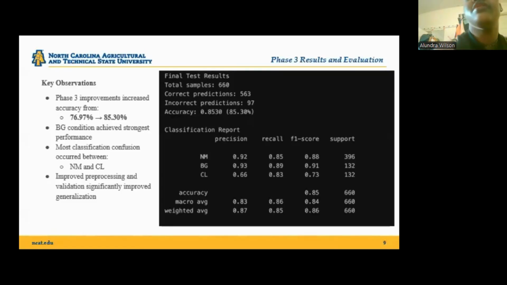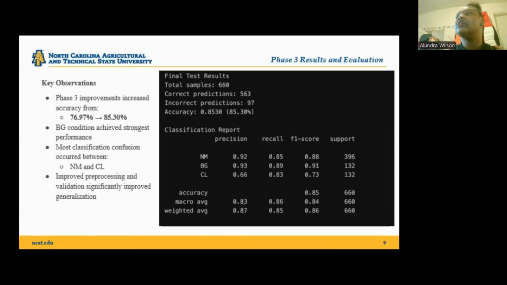After implementing the phase 3 improvements, the final model achieved 85.30% accuracy on the held out test set. This represented a substantial improvement over the original 76.97% baseline, showing that pre-processing quality, training strategy, and evaluation methodology had a major impact on overall performance. The final evaluation included 660 test samples, with 563 correctly classified predictions and 97 incorrect predictions.